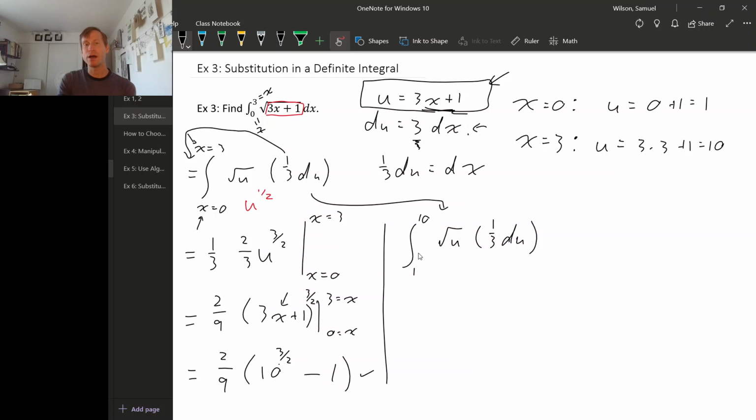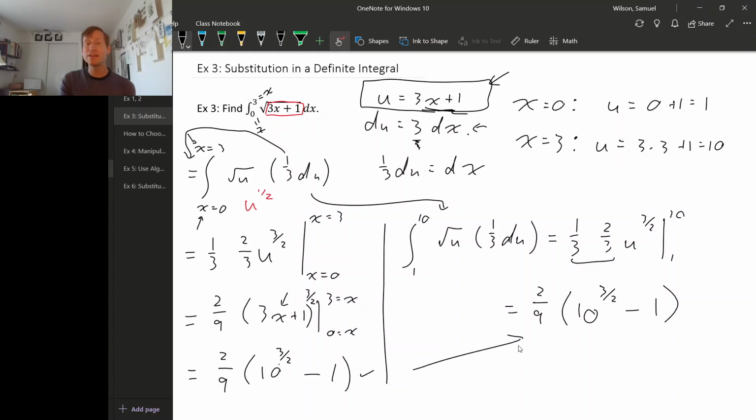And now the integrand is in terms of u. The bounds are also u values. And so now we can finish computing this integral and just forget about x completely and work only with u's. So doing an antiderivative, move that 1/3 to the outside. Antiderivative of square root of u is 2/3 u to the 3/2. We're going from 1 to 10. And then these coefficients give us 2/9. And then plug in our bounds, 10 to the 3/2 minus 1 to the 3/2, which is 1.